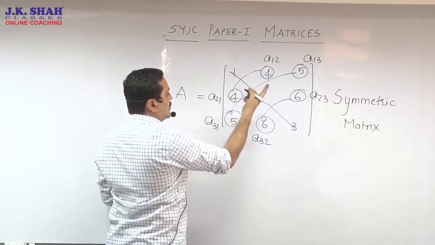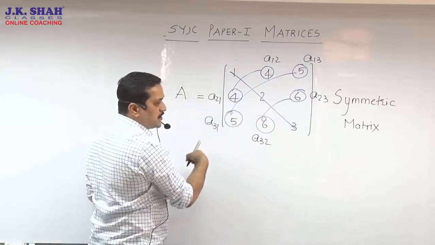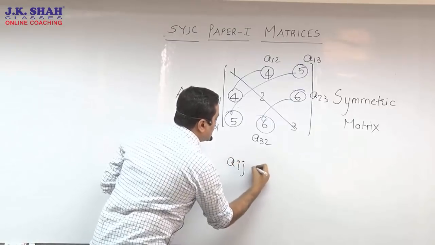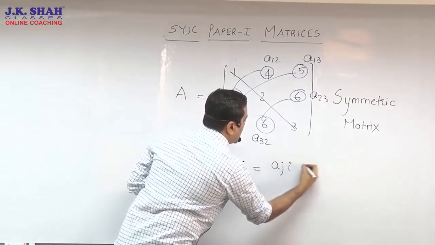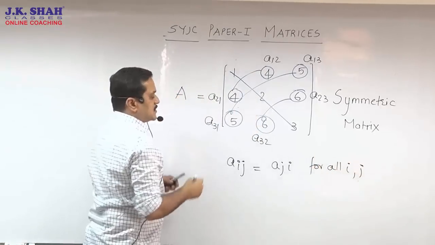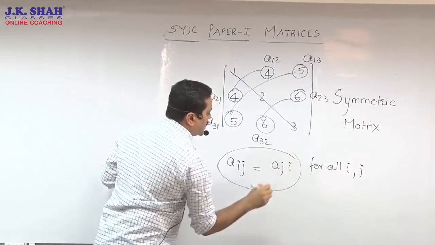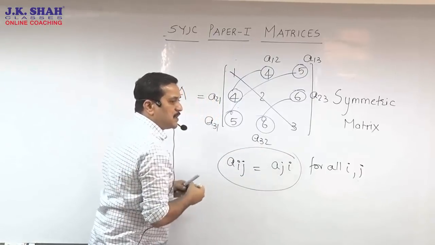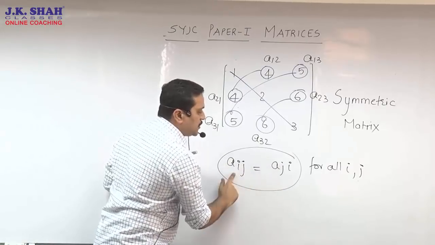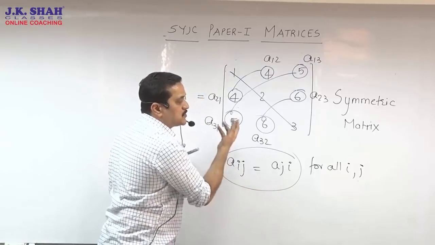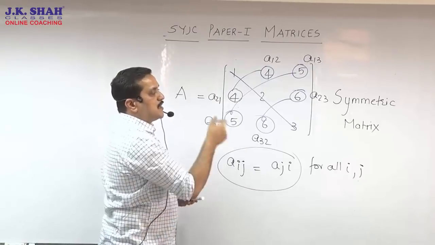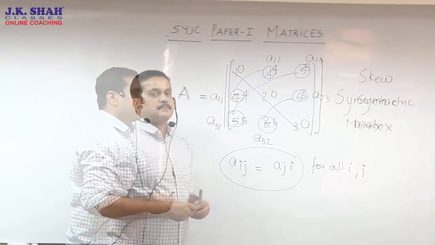Also, when you look at A12 equal to A21, A13 equal to A31, A23 equal to A32, I can write Aij is equal to Aji for all i, j. Such a matrix, if you find this happening, meaning A12 equal to A21, A13 equal to A31, A23 equal to A32, which we see in the matrix above, if such a condition is satisfied in any matrix, then that matrix will be called a symmetric matrix.